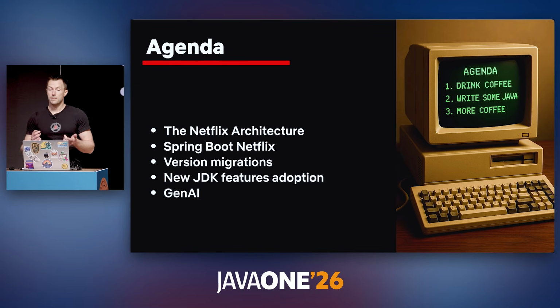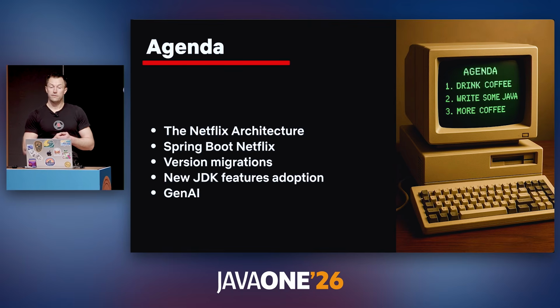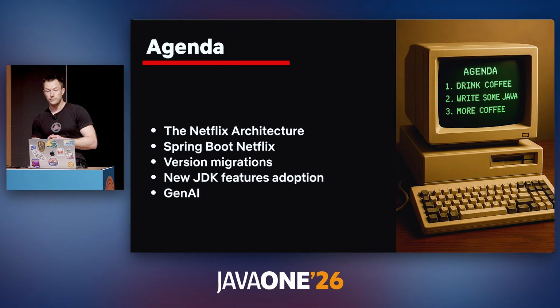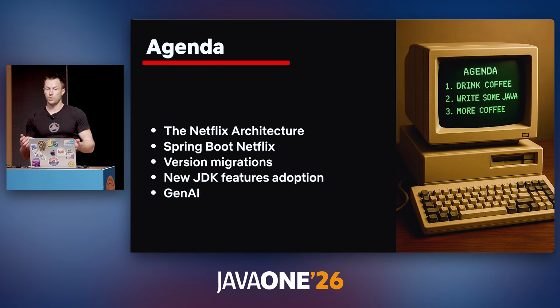We'll talk quite a bit about version migrations, because that is really important if you use open source frameworks like Spring Boot. We'll talk about JDK features and how we are adopting a lot of the new features that we're getting out of the JDK and the JVM. And finally, I want to spend a little bit of time on GenAI, because, well, how can I not talk about GenAI? I really want to give a Java angle there and show how we're bringing GenAI to our Java services as well.